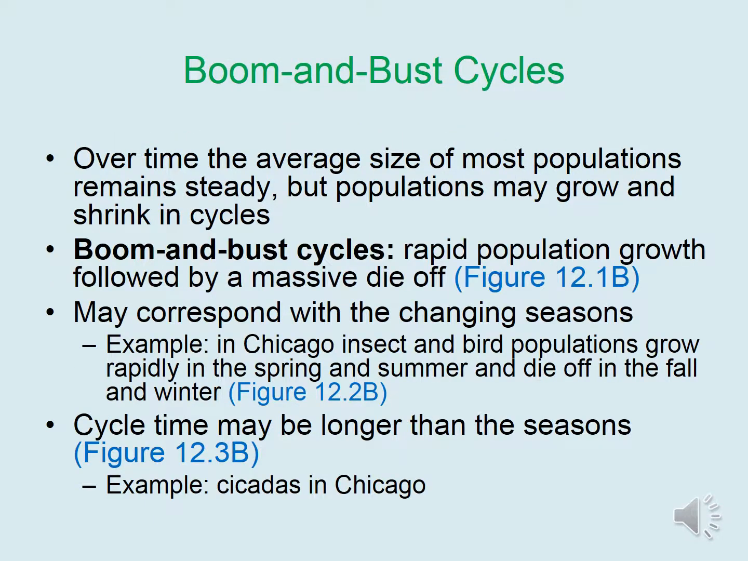droughts. Over time, the average size of most populations remains steady, but populations may grow and shrink in cycles known as boom and bust cycles, in which rapid population growth is followed by a massive die-off. This often corresponds with the changing seasons. A local example is in the Chicagoland area, which is a temperate climate, meaning that it gets warmer in the spring and summer and cooler in the fall and winter. This leads to insect and bird populations growing rapidly during the warmer months and dying off during the colder months. Cycle times may be longer than the seasons, however.